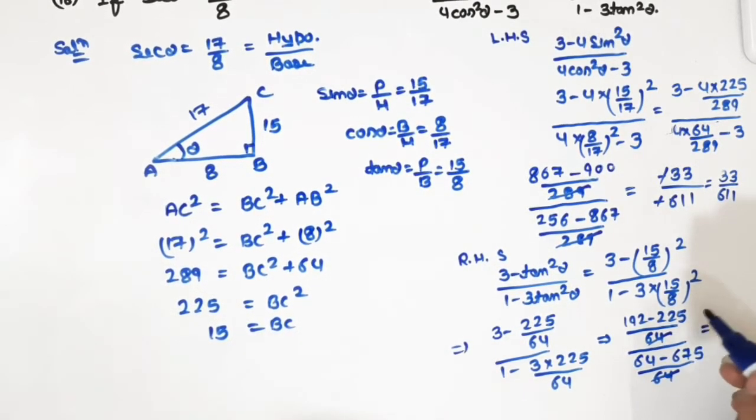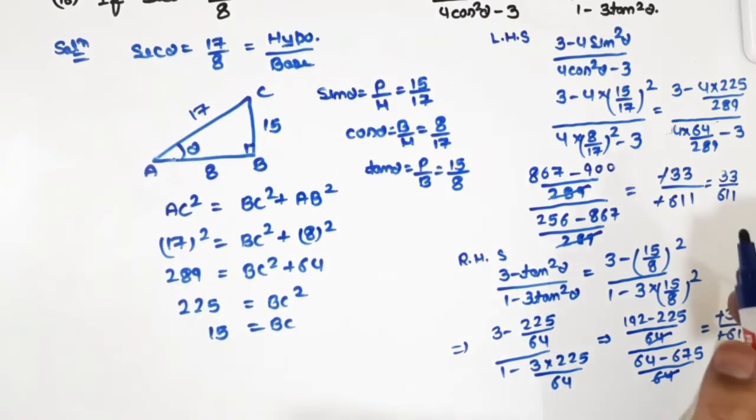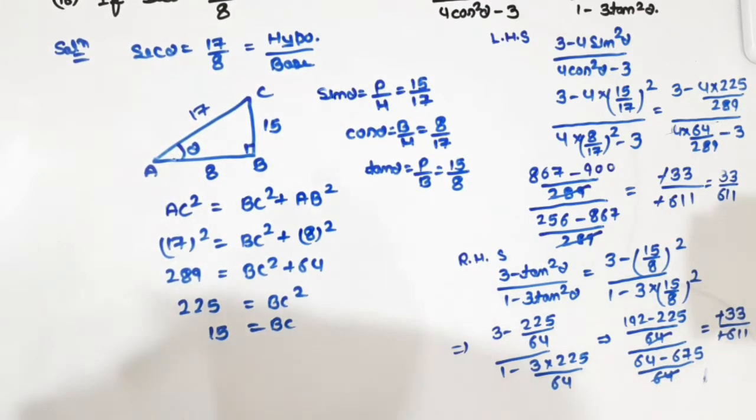That will be equal to 192 minus 225, which is minus 33, and 64 minus 675, which is minus 611. So the minus signs will cancel out. So that will be equal to 33 upon 611, which is equal to our LHS. Hence proved. So LHS is equal to RHS.